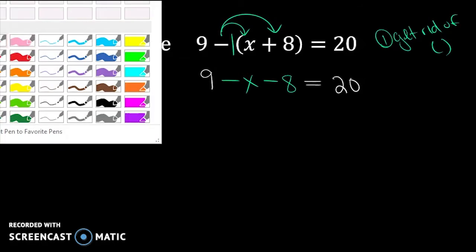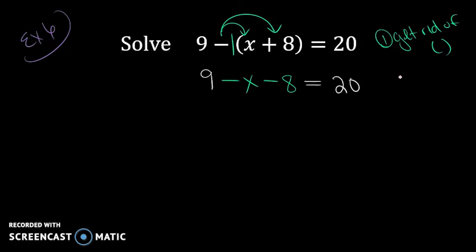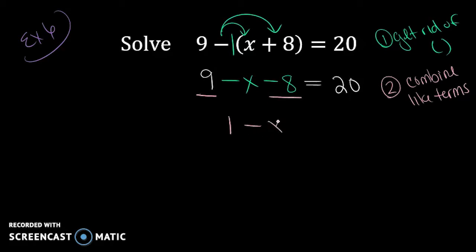Try to remember what's our next step. Our next step is to combine like terms. We have a 9 and we have a negative 8. So 9 and negative 8 is 1. Then we have a negative x equals 20. And then our last step is to solve.